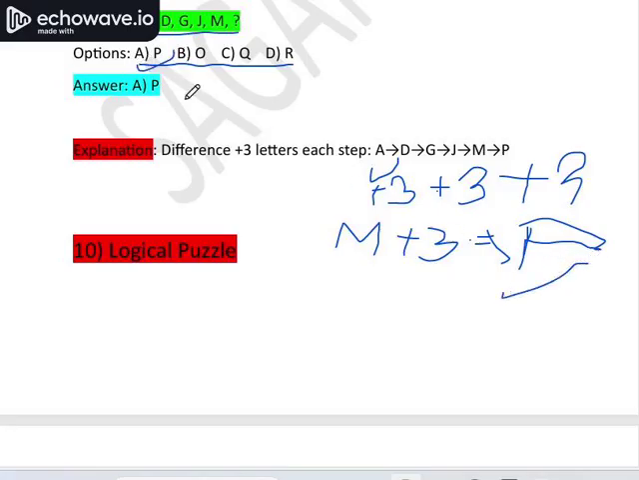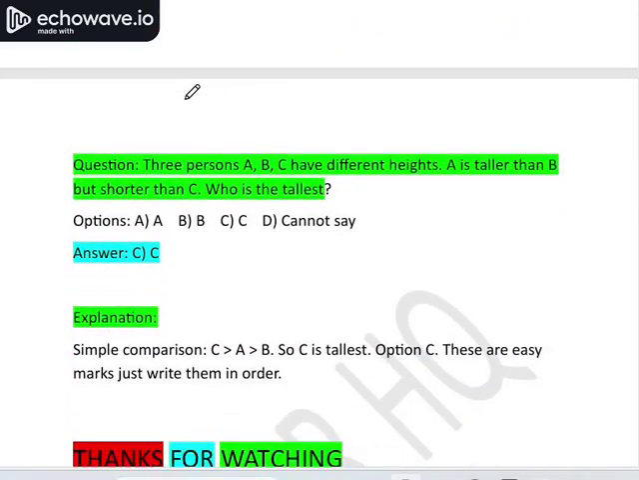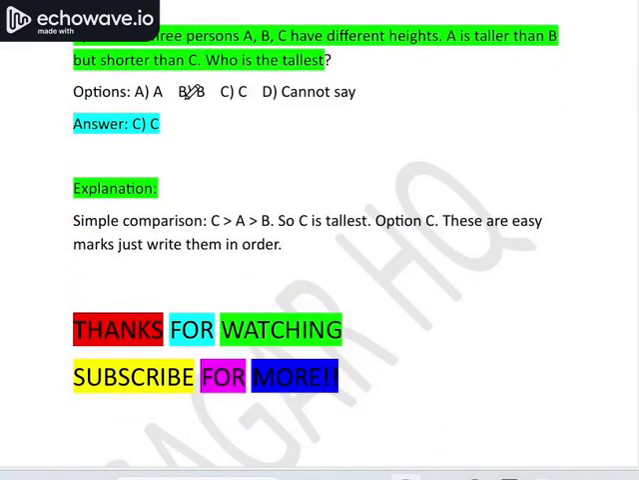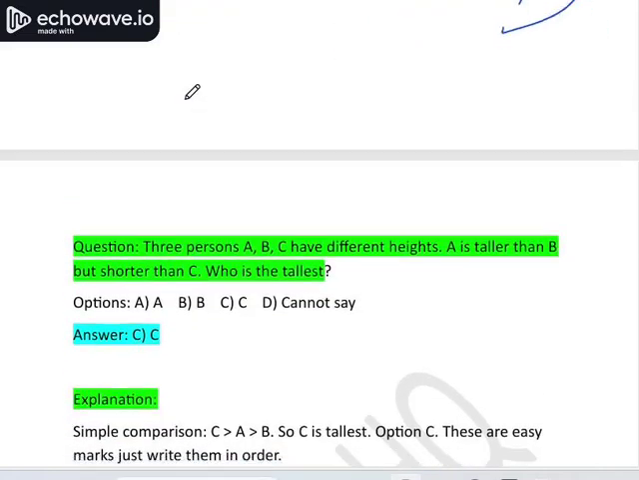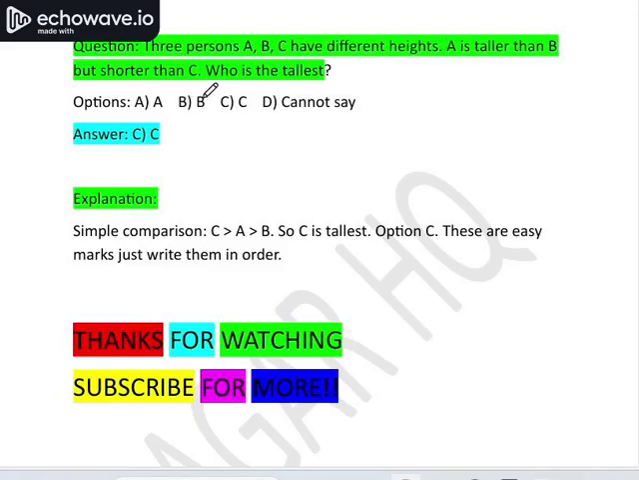Moving next, we have the last question, finally our 10th question, which is about a logical puzzle. The question is: three persons A, B, C have different heights. A is taller than B but shorter than C. Who is the tallest one? The options are A, B, C. Let me arrange this logically.